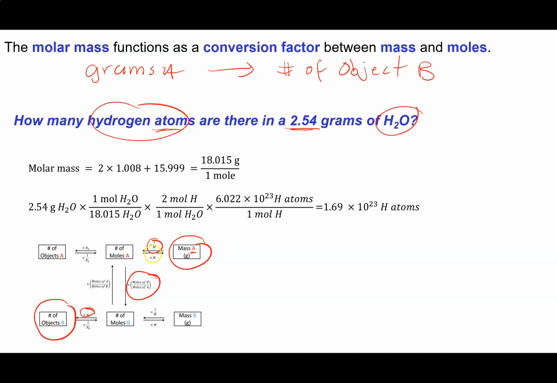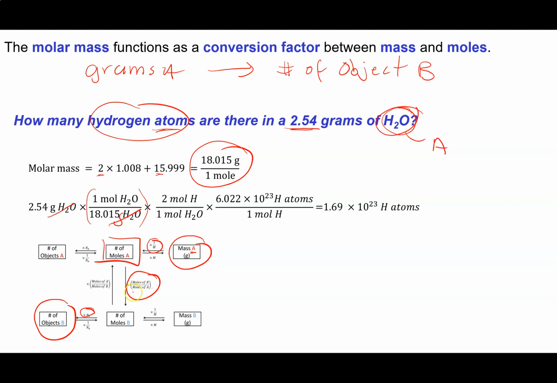So my first conversion factor is going to be the molar mass of A. So I've got to go ahead and calculate the molar mass of water, which, if you don't know by now, is 18.015 grams per mole. I add together the mass of 2 hydrogen atoms and 1 oxygen atom, and I get my molar mass. Now I'm going from mass of A to moles of A, so I'm going to multiply by 1 over the molar mass. So there I am, 2.54 grams of water multiplied by 1 mole of water for every 18.015 grams of water. So now I am at my moles of water.